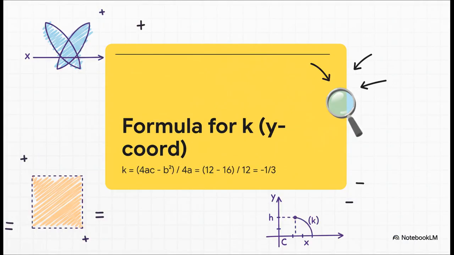Next up is k, the y-coordinate. Now, this formula looks a little more intense, but it's the same idea. It's the quantity 4ac minus b squared, all of that divided by 4a. Let's substitute everything in. That gives us 4 times 3 times 1, minus the quantity negative 4 all squared. And the whole thing is divided by 4 times 3. So on top, that's 12 minus 16, which is negative 4. And on the bottom, we have 12. So we get negative 4 over 12, which simplifies to negative 1 over 3.